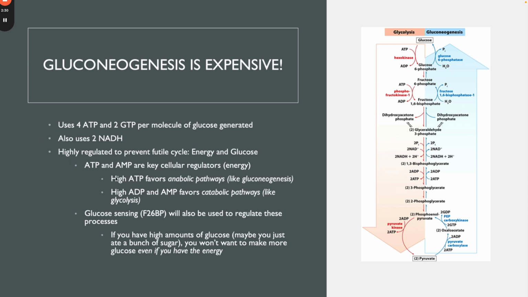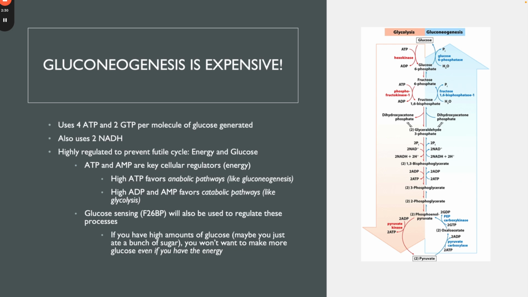And so ATP and AMP are key cellular regulators. They're energetic. They tell you whether you have high energy or low energy. And then correspondingly, one or the other will favor the anabolic or the catabolic pathways. And then glucose sensing, F26BP, fructose 2,6-bisphosphate, will also be used to regulate it, but in a different mechanism, not in an energy state, right? So if you have high amounts of glucose, think of it this way. F26BP will be at a higher concentration only when you have high glucose levels.